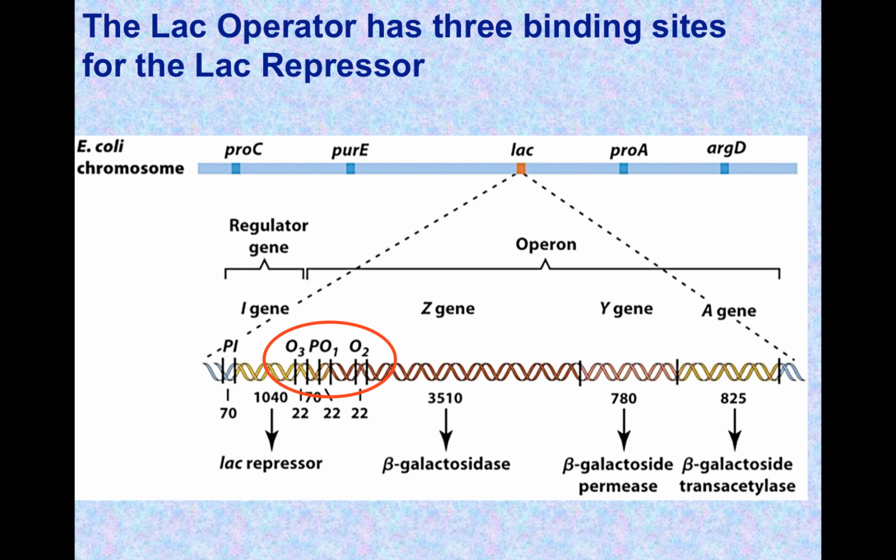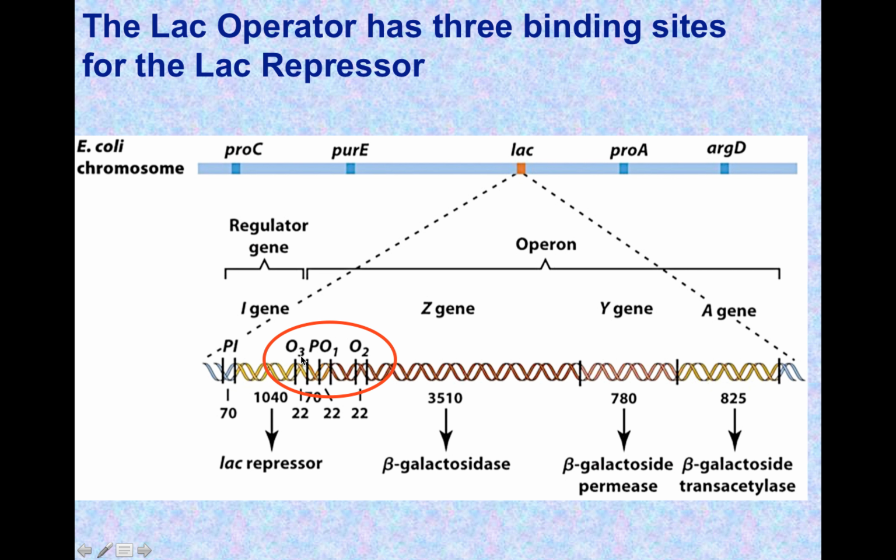Okay, so it turns out that the Lac operator has 3 binding sites for the Lac repressor. Here's a picture of a segment of the E. coli chromosome, and we're going to look at the Lac Operon a little bit more up close and personal here. Here's the I gene for the repressor over here, and here's the Lac Operon that encodes the beta-galactosidase, the permease, and the transacetylase. And if we look carefully here, we can see that there are 1, 2, 3 different operators in the upstream and even within the Z gene itself.